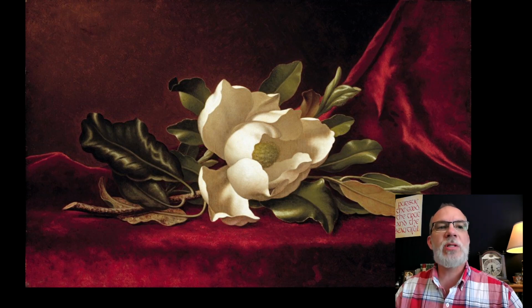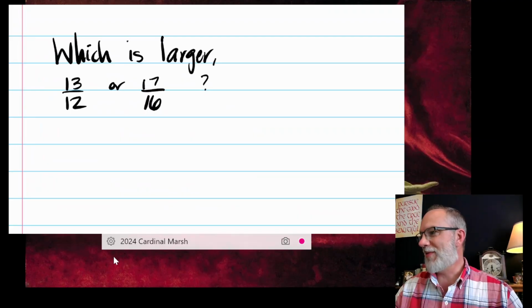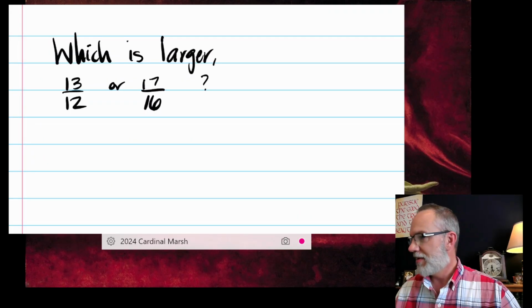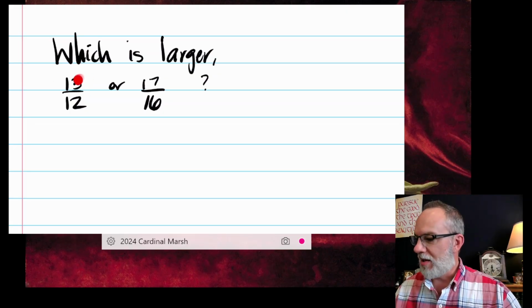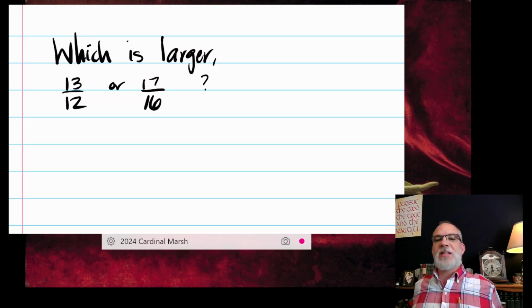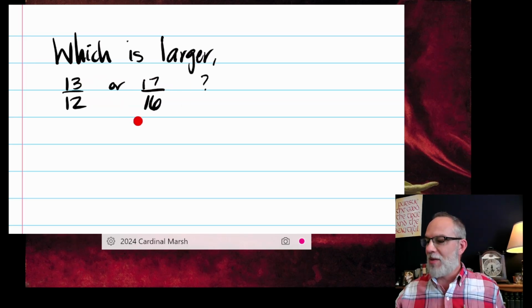Here's my question. Which is larger, 13/12 or 17/16? Now, the silly person would say, oh, 17's larger than 13. So 17/16 is larger. And 16's larger than 12. So this has got to be the larger one.